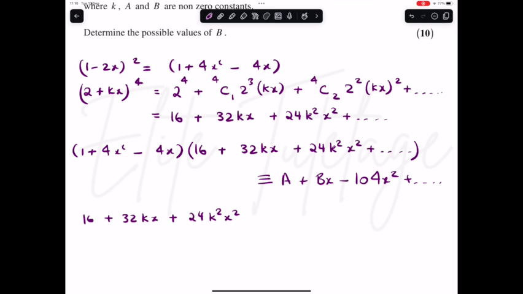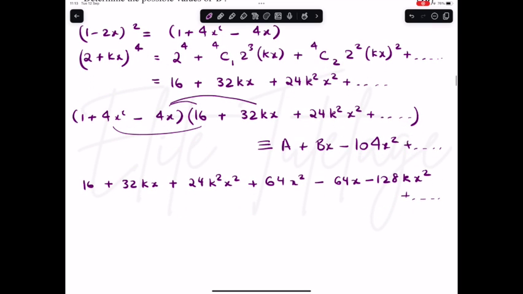Now 4x squared times 16 gives me 64x squared, and then I don't need to do that. Now of course I need to think about the minus 4x term. So minus 4x times 16 will give me minus 64x, and then I have to do minus 4x with 32kx, which gives me minus 128kx squared, and so on. I'm ignoring the rest of the terms as I don't need them.